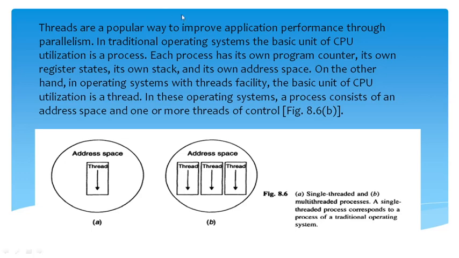In a traditional operating system, the basic unit of CPU utilization is a process. For every process, there will be a program counter and register states. The program counter stores the instruction of current execution, and the process has its own stack and its own address space. But in operating systems with thread facility, one of the basic units of CPU utilization is a thread.